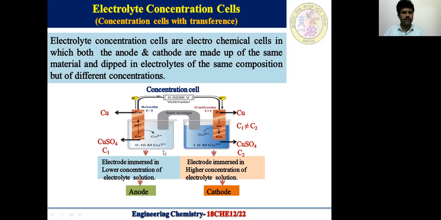The question is, how to differentiate anode and cathode, because both are made up of the same metal? The metal immersed in the lower concentration of electrolyte functions as anode, and the electrode immersed in the higher concentration of electrolyte solution functions as cathode. The lower concentration electrolyte, then it's anode. The metal immersed in higher concentration of electrolyte functions as cathode.